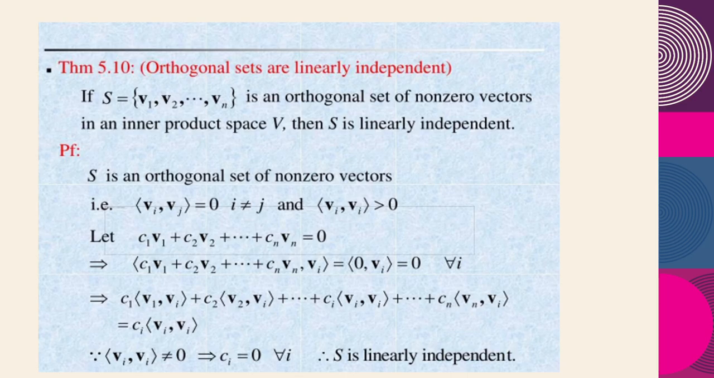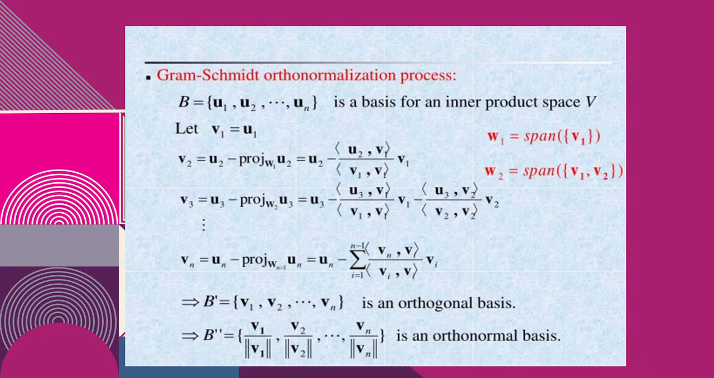Because the set is orthogonal, all the terms disappear except one, leaving us with ci times the inner product of vi with itself equals 0. Since vi is a non-zero vector, its inner product with itself cannot be 0, which forces ci to be 0. Since this is true for every constant, all the constants must be 0, proving that the set is linearly independent.